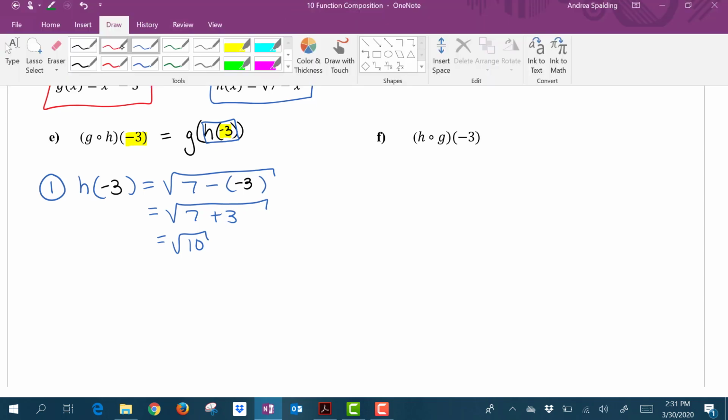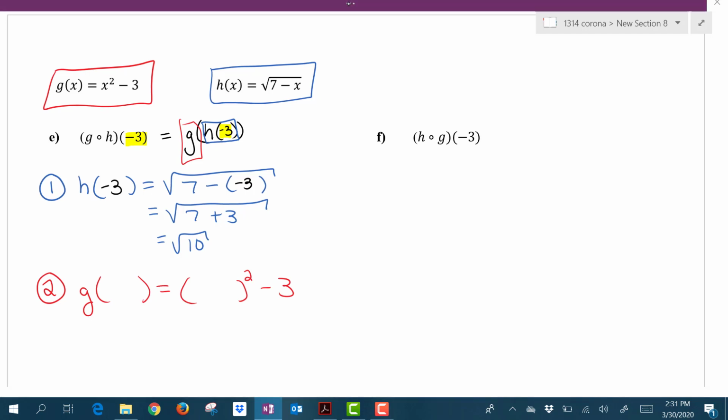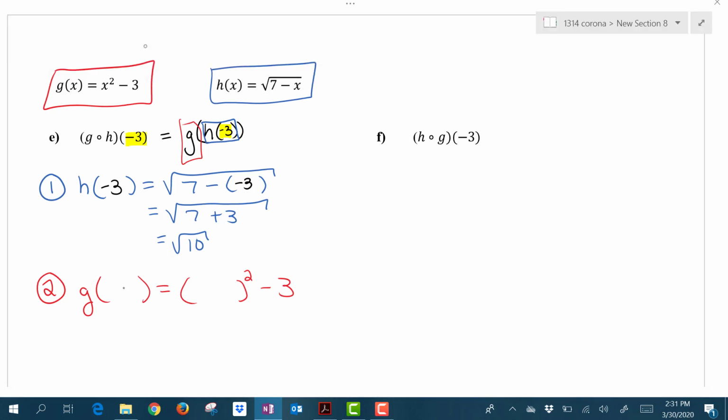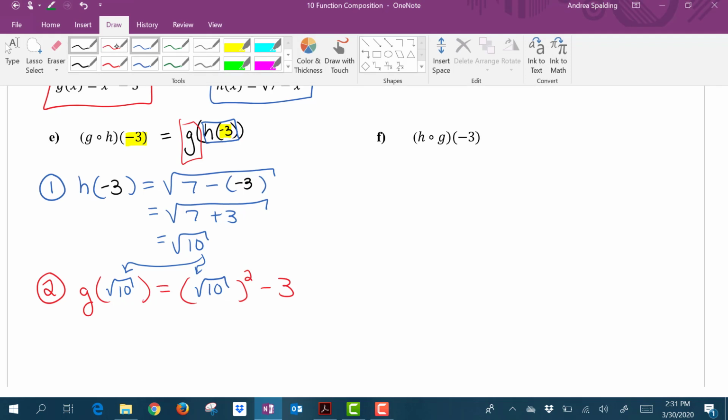The second step of putting a number into a composition is to write the outside function. So the outside function here being G. And I'm going to write that with parentheses in place of x. And now I'm going to drop my previous results, that square root of 10, we're going to put that into function G. So everywhere we have parentheses, we're going to put that previous result into that outside function. Okay, now we're going to simplify that.